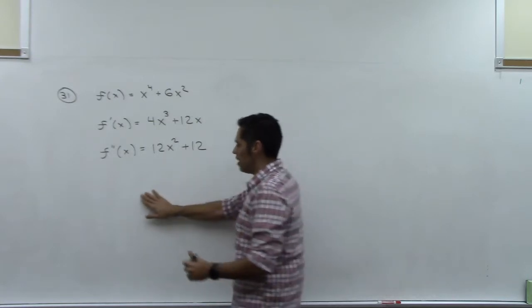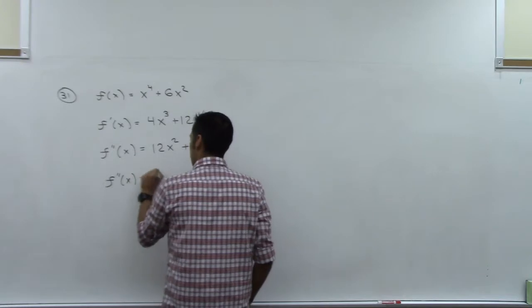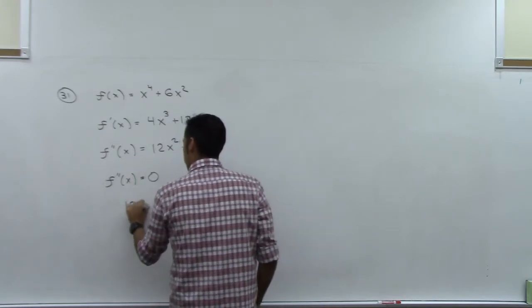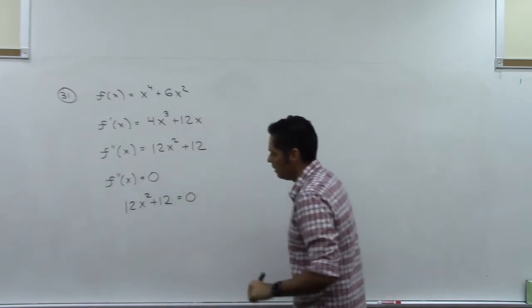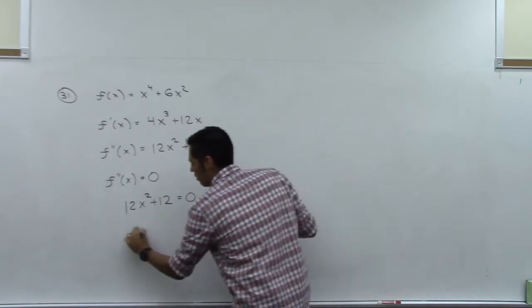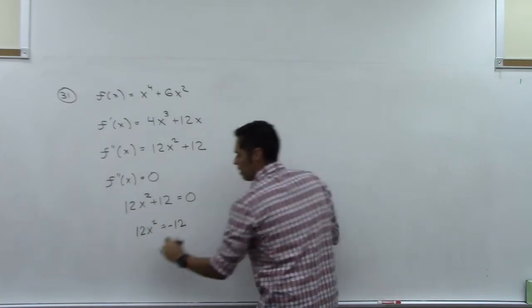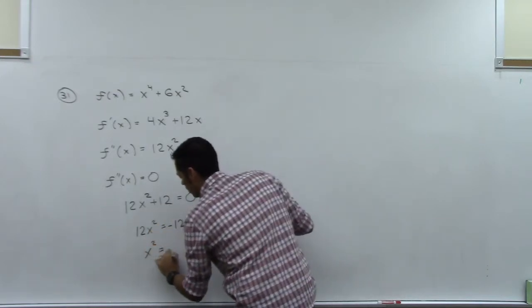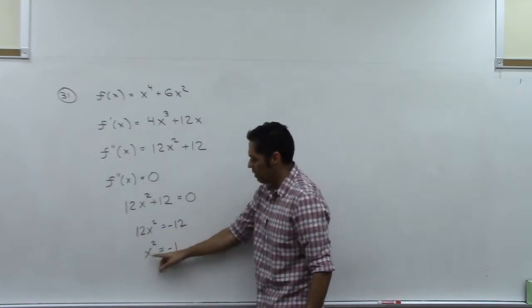And now what I do is I set this second derivative equal to 0. Kind of like we did in the last section, except we're working with the second derivative instead of the first derivative. So set that to 0. And yeah, we're going to have an issue here. We're going to move the 12 to the other side, which makes it negative 12. We divide through by 12 and we get x squared is negative 1. And there's no way you can square a number and get a negative.